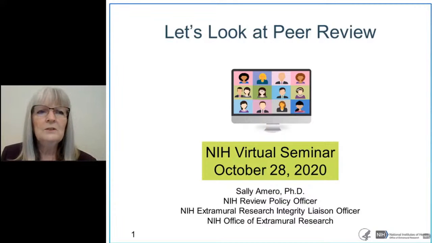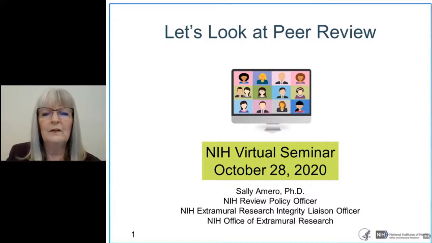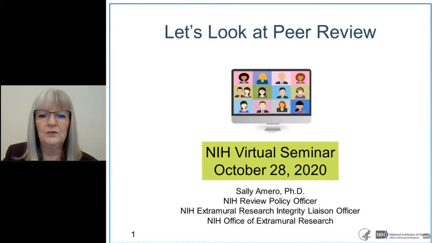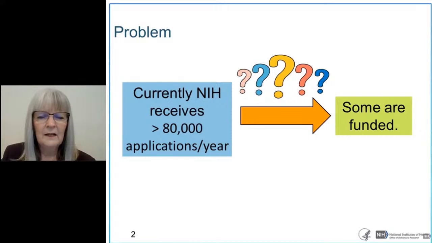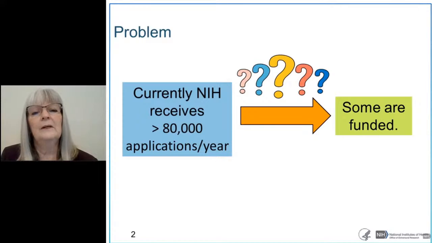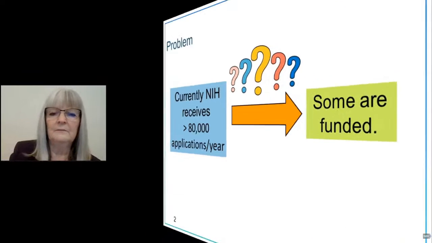But first, I want to stop and pose the following problem for you to consider. Currently, the NIH receives over 80,000 grant applications a year. And as we know, they're not all funded. So what we're going to talk about today is what happens in between those two stages of the extramural program. So we're going to fill in, hopefully, a number of those question marks.